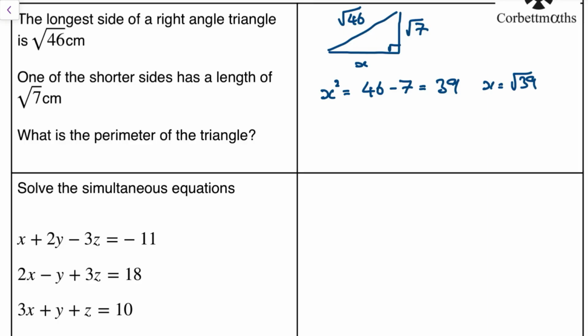And it says, what's the perimeter? Well, the perimeter is just going to be root 46 plus root 7 plus root 39. Now, that's an exact value.